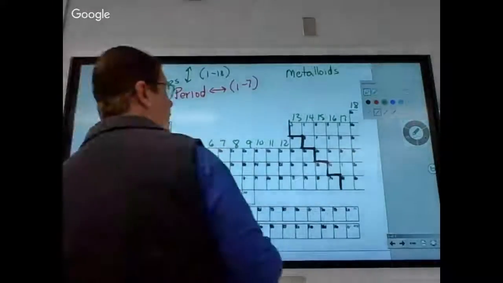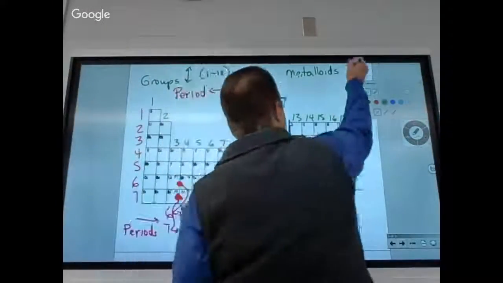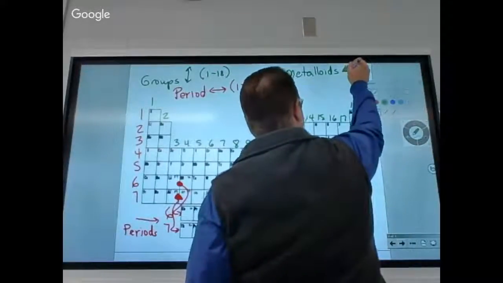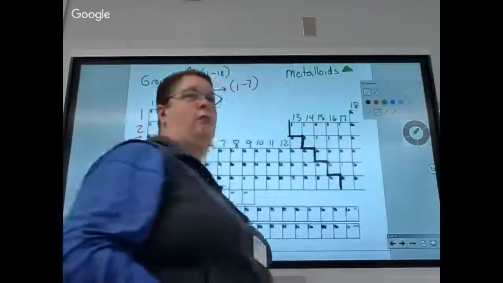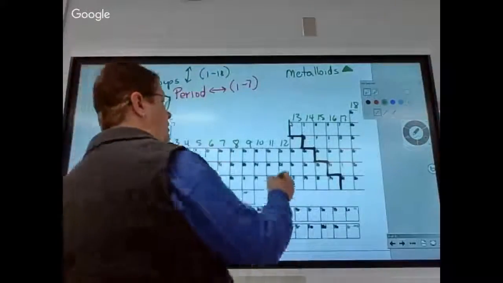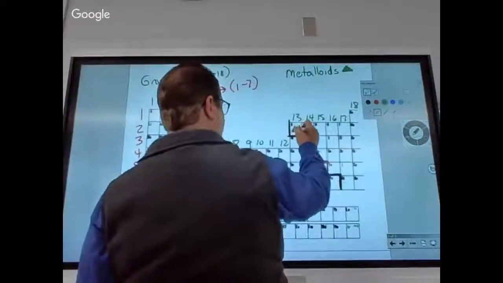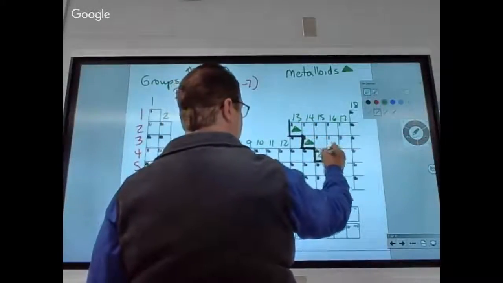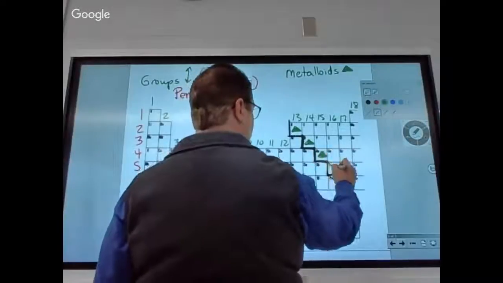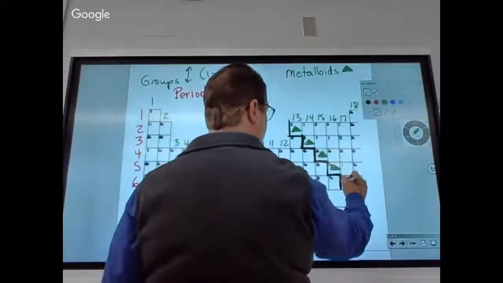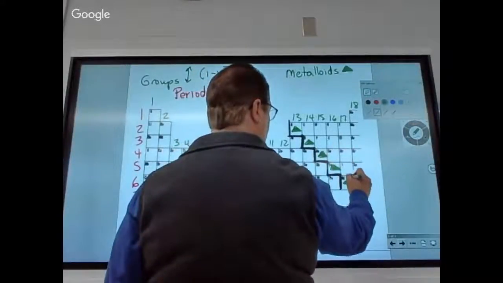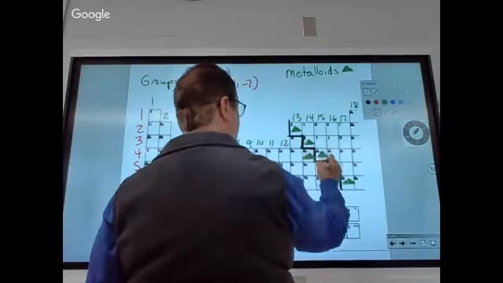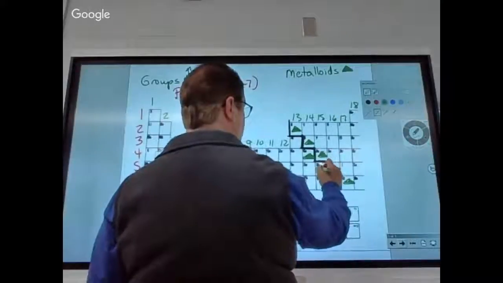Okay? All right, metalloids. Metalloids, we're going to use a symbol. I'm going to use a triangle. Metalloids are on the staircase. Okay? So, the things that I draw little triangles in are metalloids. They're all 5 of the elements that are on top of the staircase. We write this on here, right? Yep. And only 2 below the staircase.